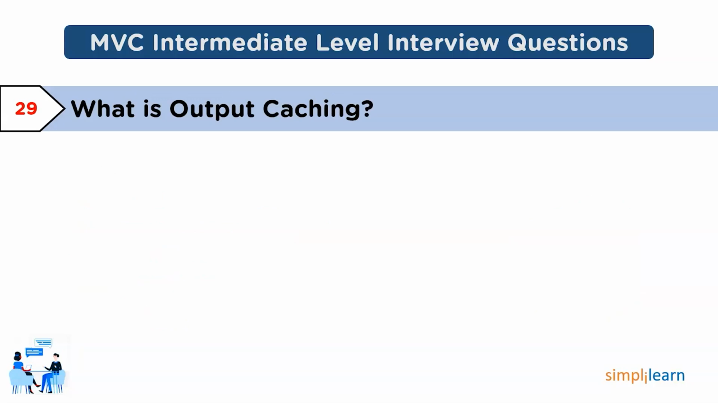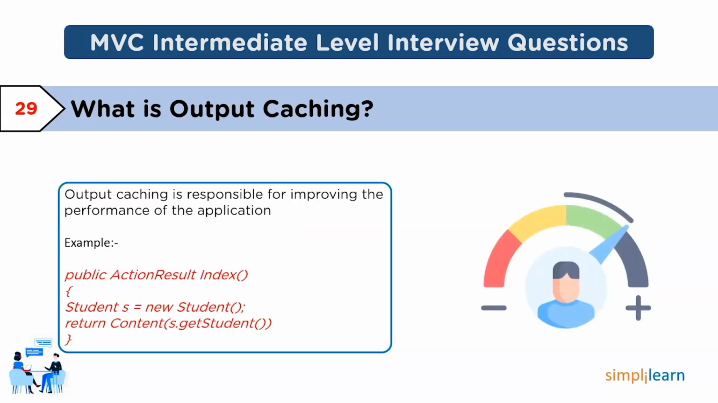What is output caching? Output caching is responsible for improving the performance of the application. It also enables you to remove unwanted actions. Below is the example for output caching.